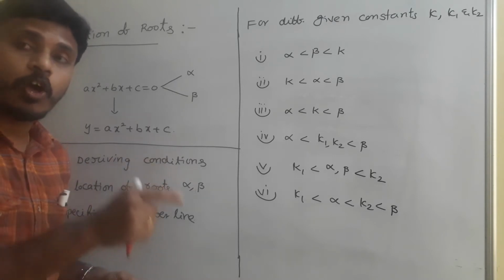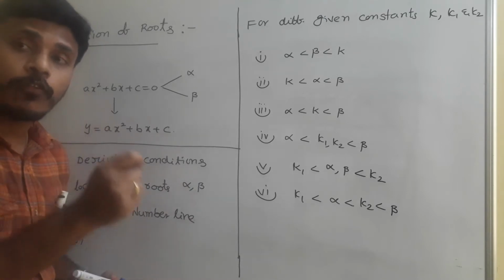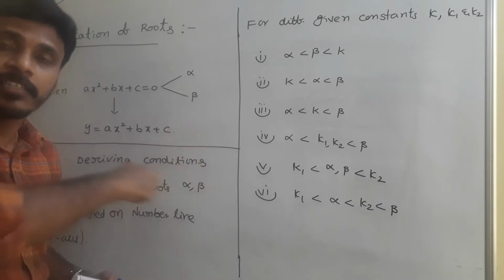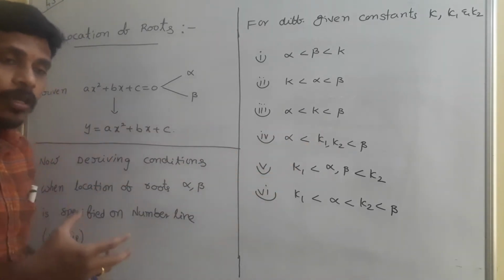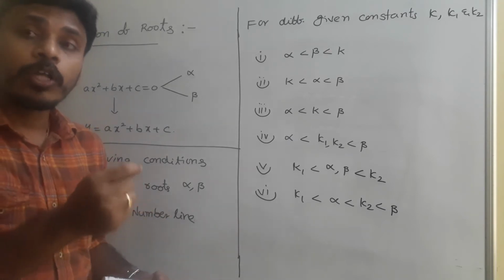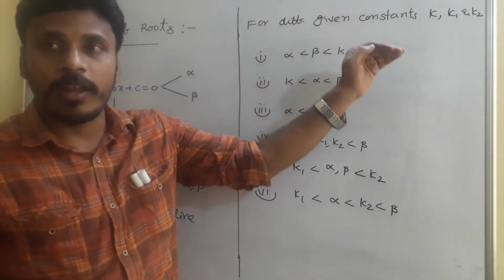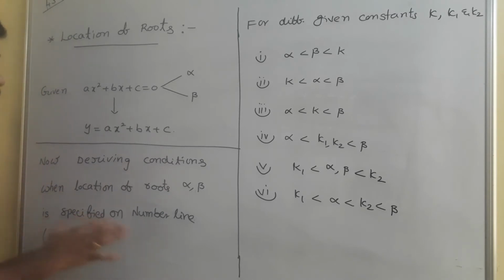So, location of roots in the sense we are going to locate the position of roots alpha comma beta on the x-axis. On the x-axis, it's a number line. On this number line, the roots alpha comma beta may lie at different positions, right? So, if the position is specified with respect to some given constants, then we are going to derive the conditions. Okay, that's what I mentioned here.